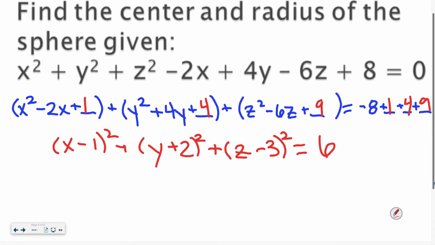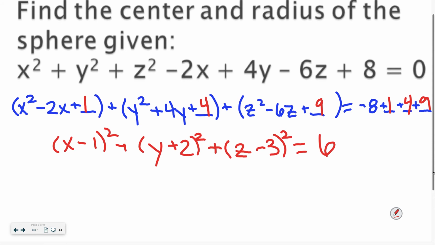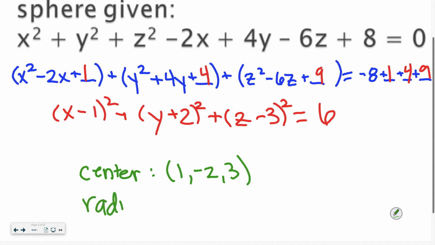Okay, but is that all I wanted you to do? No. Oh, find the center. I need you to actually identify the center and the radius. So the center, Austin, what's our center? 1, -2, 3. Excellent. And our radius, Kaya? Radical 6. Remember, this is r squared, so we have to square root it to get r.